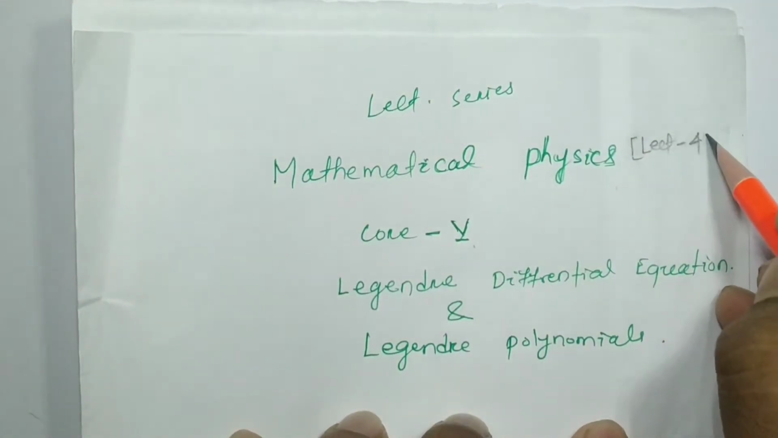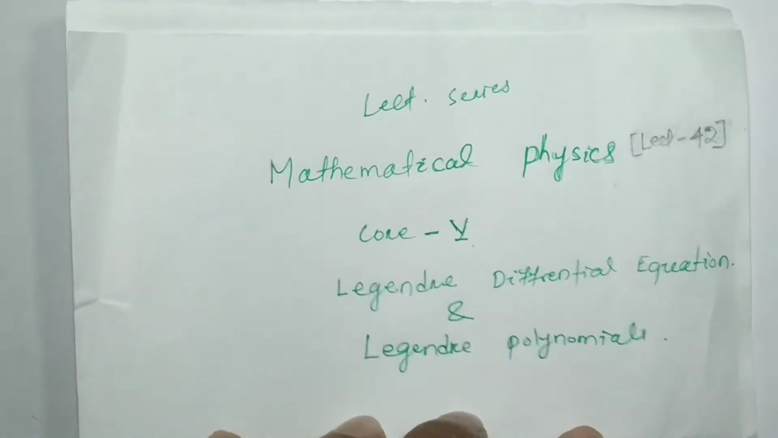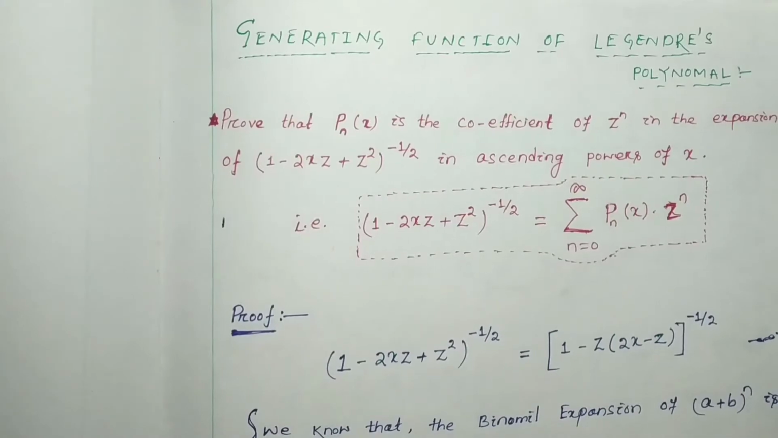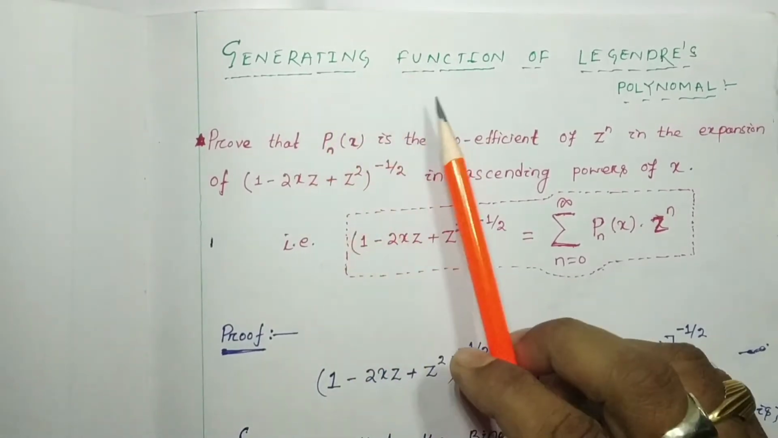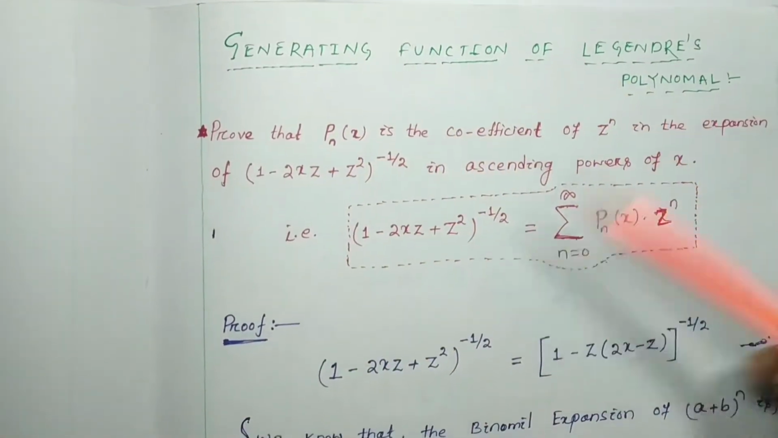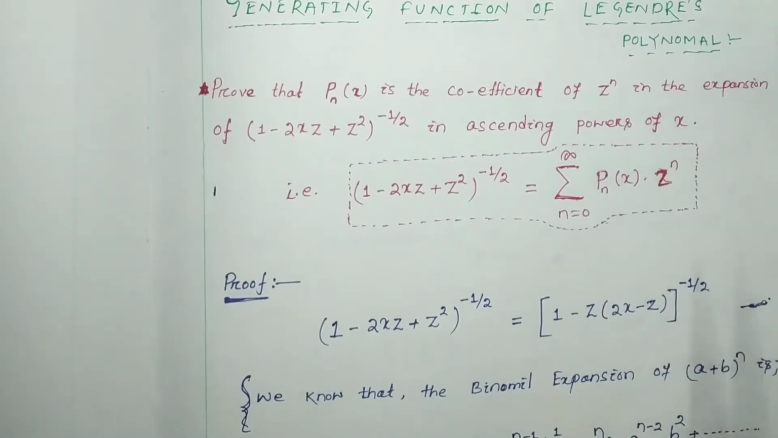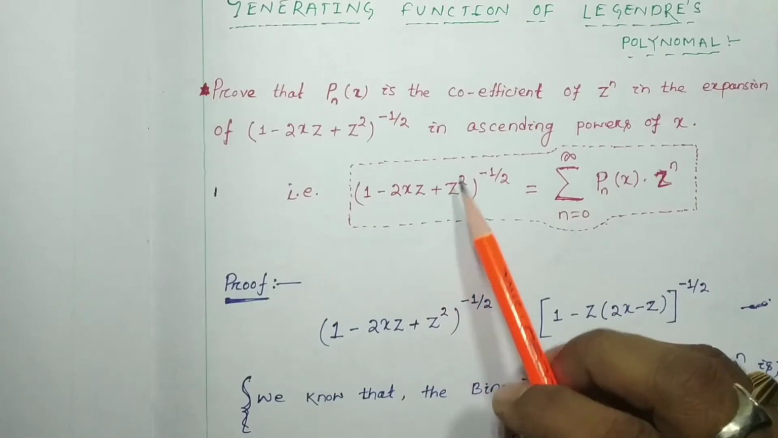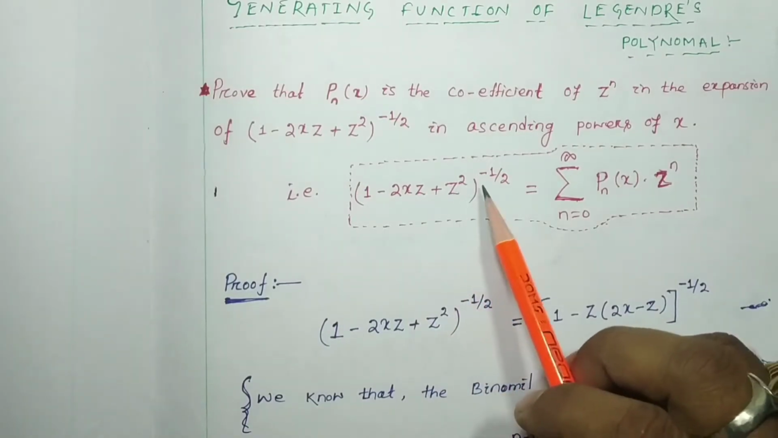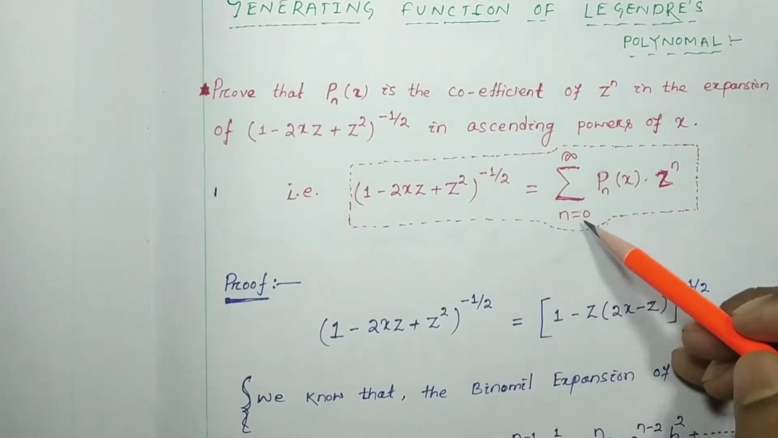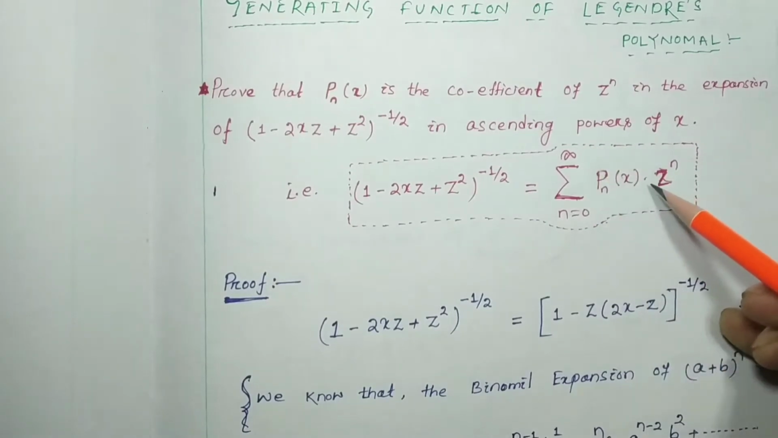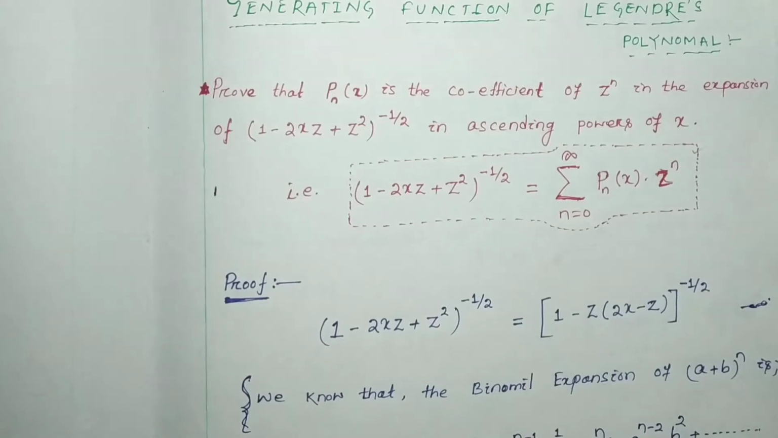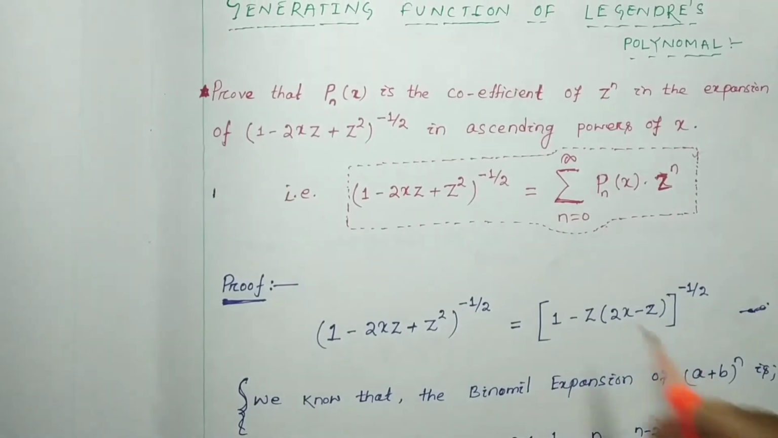In our last class we discussed the generating function of Legendre polynomials in detail. That is, (1 minus 2xz plus z square) to the power minus 1 by 2 is equal to the summation from n equals 0 to infinity of Pn(x) into z to the power n. You have to remember this one. This relation is important to work out many problems.